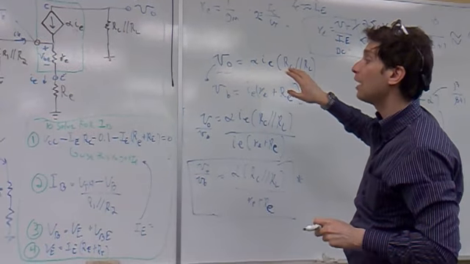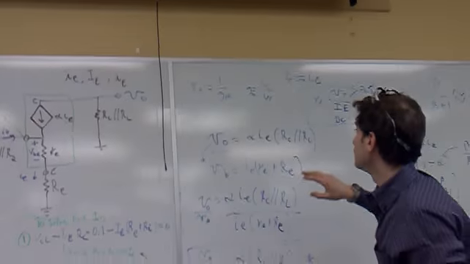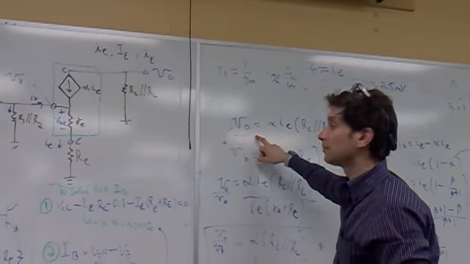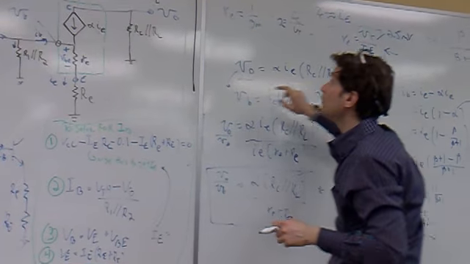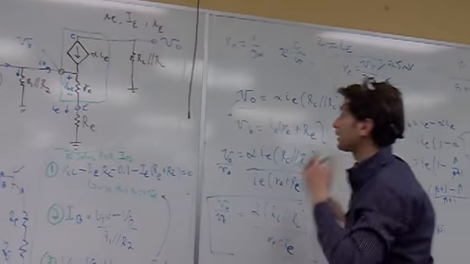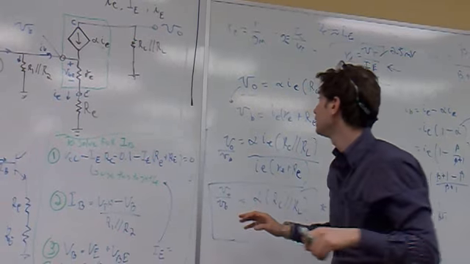Now we're going to talk about all the things that you need to know to solve this circuit. What's the output voltage? Output voltage is alpha IE, which is IC, times RC in parallel with RL. This is your output voltage right there. Calculation done for you. You don't have to do any work.